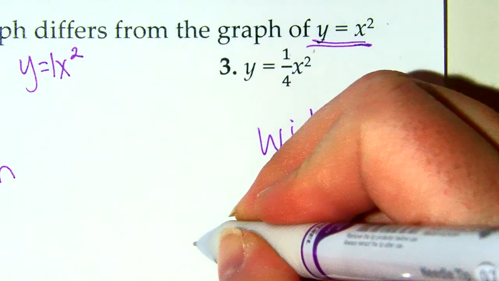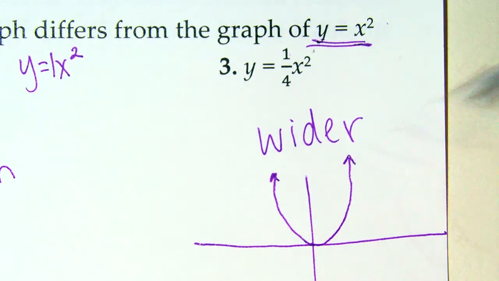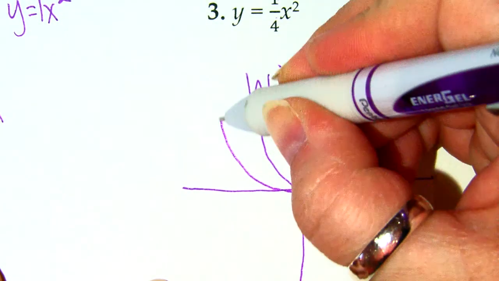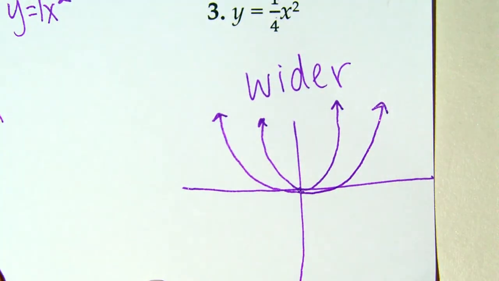So let me draw a picture of that real quick. This one, again, is right through 0. Pretty standard parabola. This one, still through 0, it's just wider. So it's something like that. Okay? Any questions on comparing those?